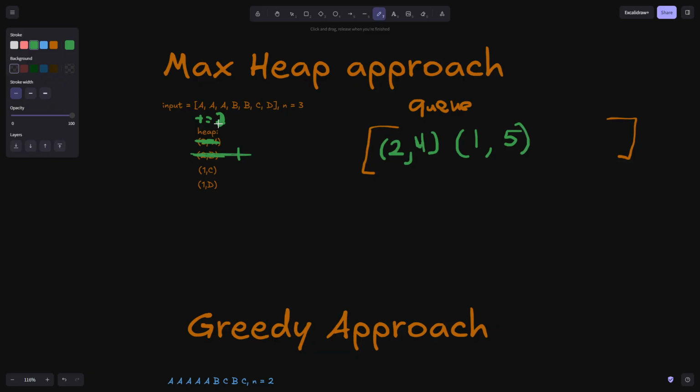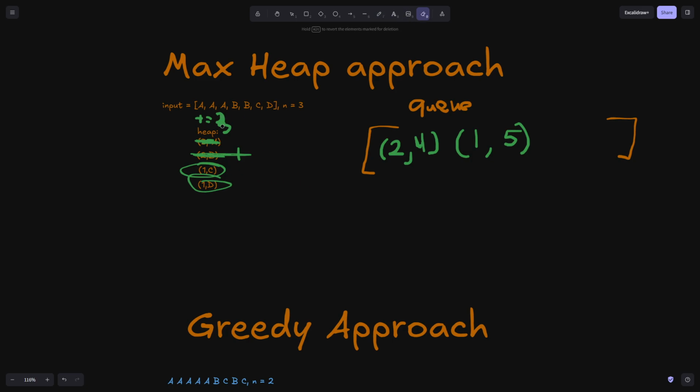So when we go to t equals 3, none of these are 3. We're going to take this. And the idea is that we're basically going to use up these tasks as we go. Now, let's say we get to a spot where t is equal to 4.